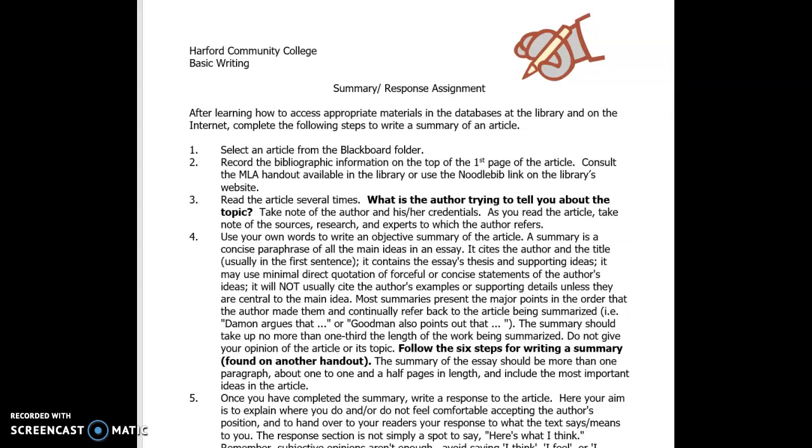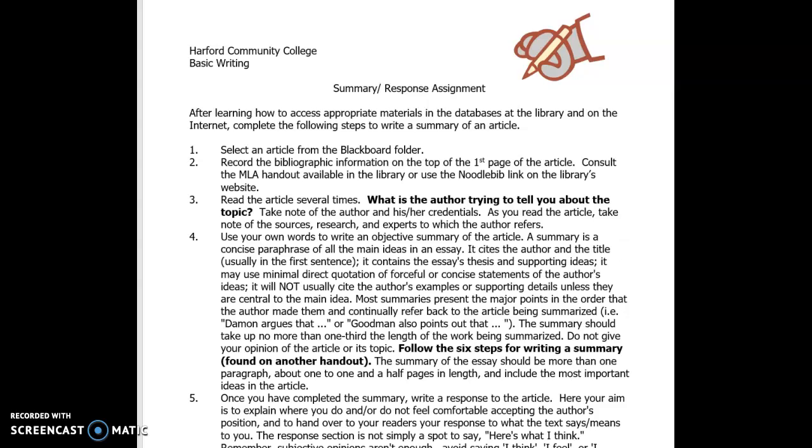Over the next day or two, I will be posting a video on how to use Noodlebib. So just hold off on step number 2 if you're not familiar with it until I upload that video. Then you're going to go to step 3 and you're going to read the article several times. And you're going to think about what's the author trying to tell you about the topic. Make a mental note of the author if there's any credentials. Does the author cite sources or research or experts? Because that's going to come into play when we write the reaction or response part.